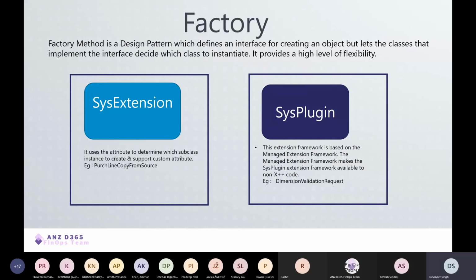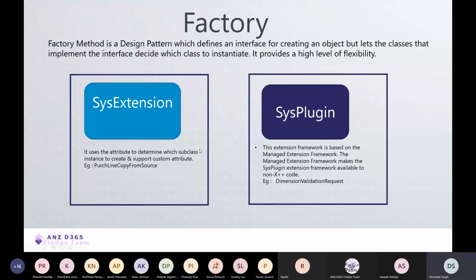There are two main frameworks in D365 which use the factory design pattern, that is SysExtension framework and SysPlugin extension. Now, how do you identify which of these frameworks needs to be used whenever you're trying to implement something from factory patterns? Then you need to go and review your construct method. The construct method will help you in deciding which framework you are using.